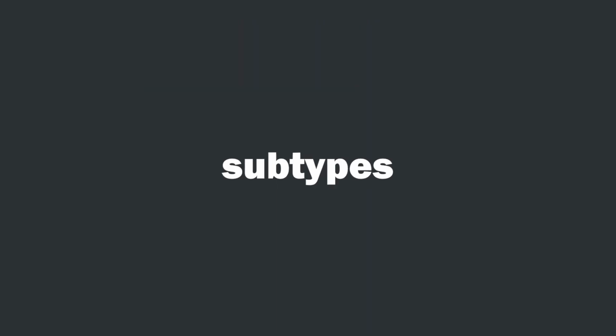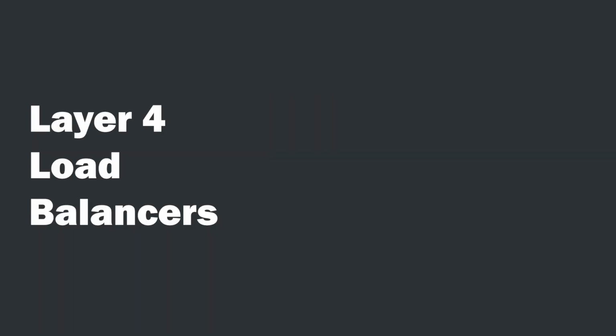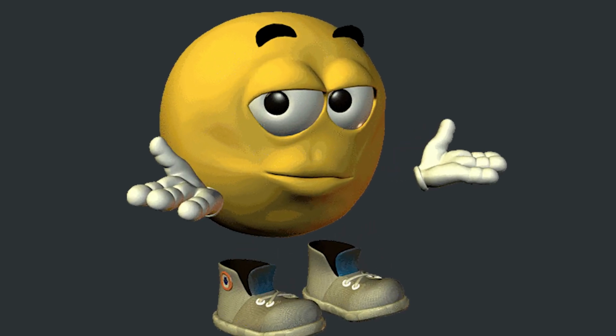There are 2 subtype options, Layer 4 and Layer 7 load balancers. Can you guess why the Layer 4 load balancers are named that way? That's right, because those operate on the 4th layer of the OSI stack. Well, I lied. It actually looks at both layer 3 and 4, but it's called layer 4 for some reason.